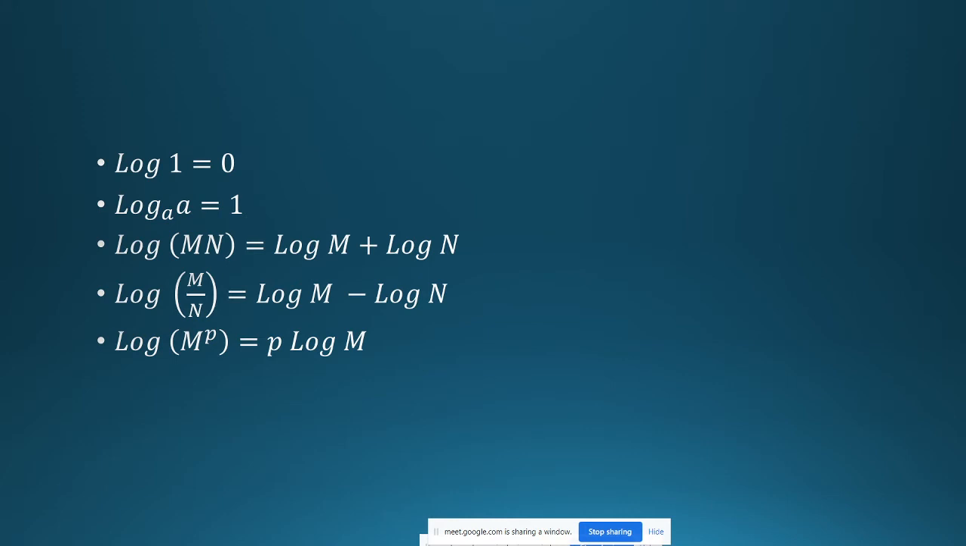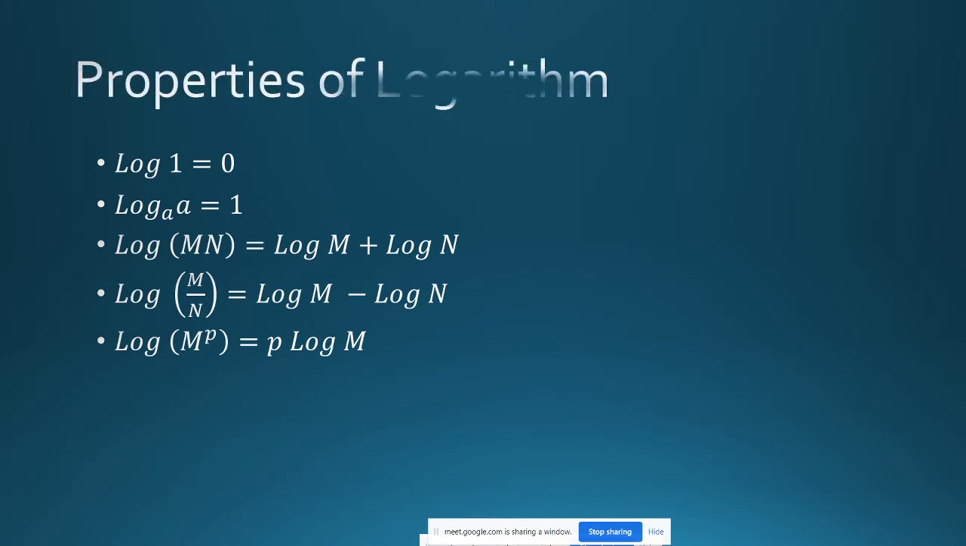Okay. So after this, there are two things that we have observed. The first is log 1 is always 0, to any base. Log a to the base a is always 1. Then log mn. These are the three properties which are very important and very interesting. What this property tells us is that if you want to find log mn, that is the product of two numbers, it is the same as log of the first number plus log of the second number.